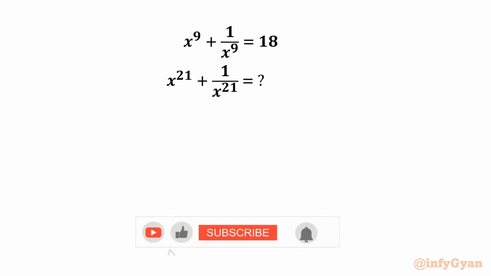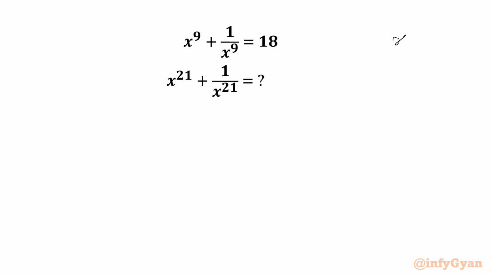Today in this video we are going to solve another very interesting question from algebra. Here we have x power 9 plus 1 over x power 9 equal to 18 and we have to evaluate x power 21 plus 1 over x power 21. Here x belongs to real numbers.